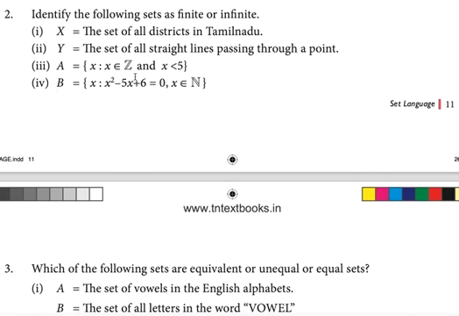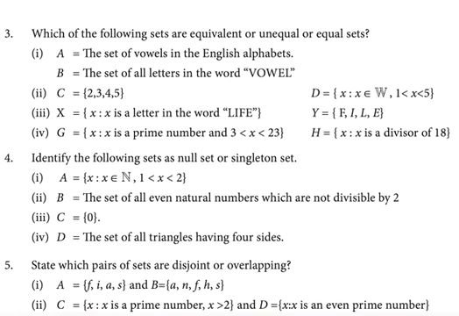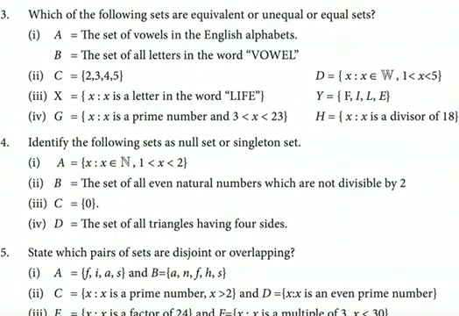Z means whole numbers, right? N is natural numbers, W is whole numbers. What is Z then? Z is all integers, so that is infinite. All integers means that is infinite. Okay, x square minus 5x plus 6 equal to 0. You will get only two solutions, right? So this is finite.